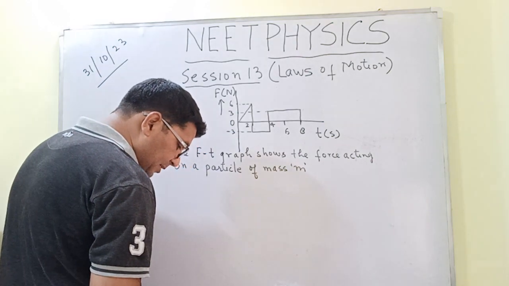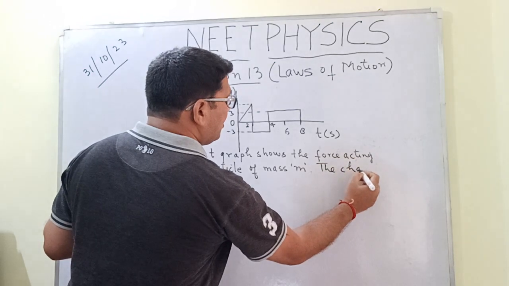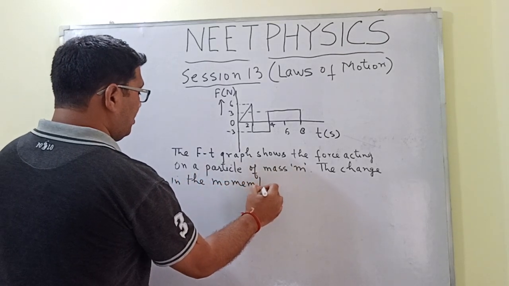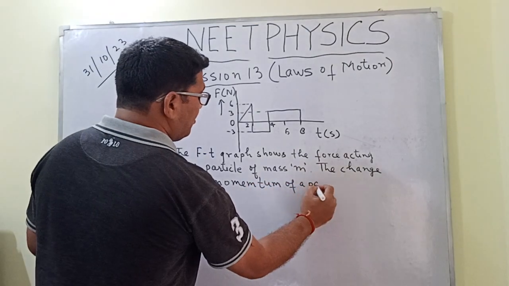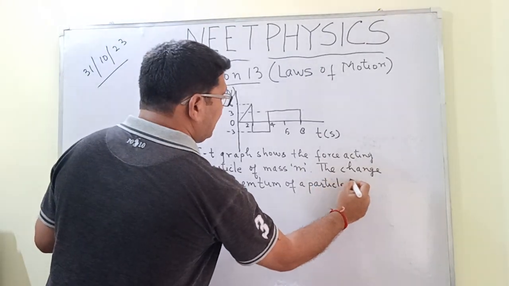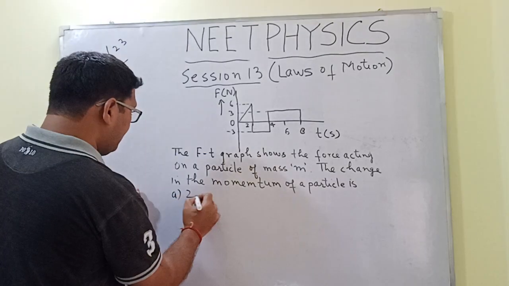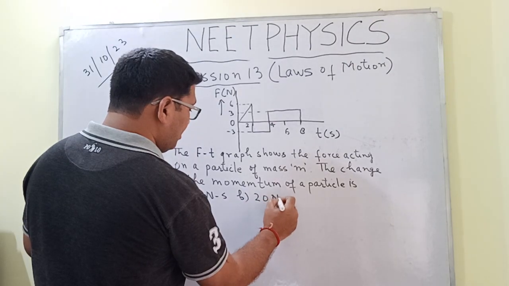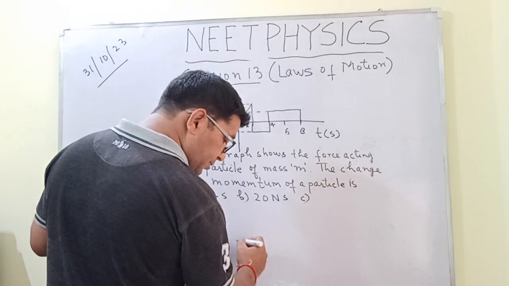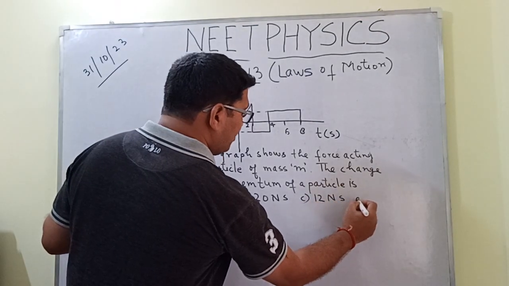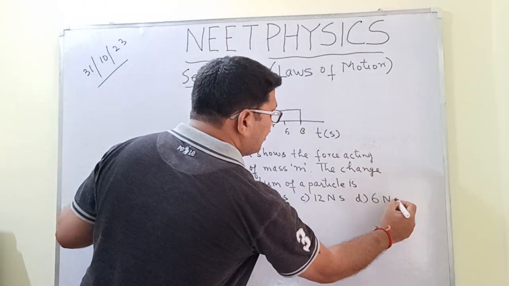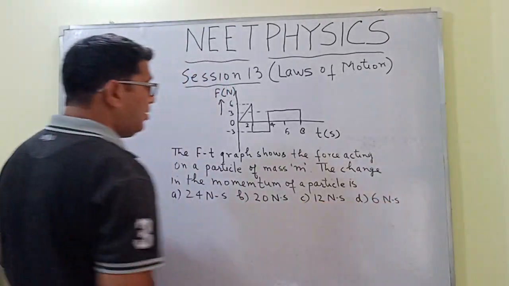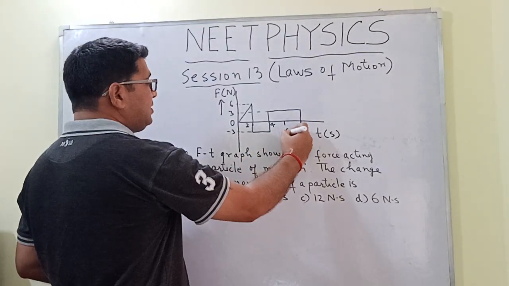The change in momentum of the particle is, there are 4 options here: A 24 Newton second, B 20, C is 12 Newton second, and the fourth is 6 Newton second. Okay, these 4 options are given, and one option is correct, and we have to find it. This question is very easy.